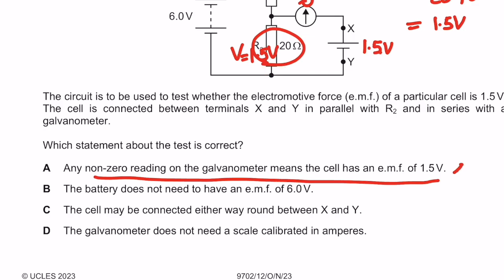The battery does not need to have an EMF 6 volt. If the battery has any other number, the voltage across R2 won't be 1.5. So this is also wrong. We need that 6 volt.